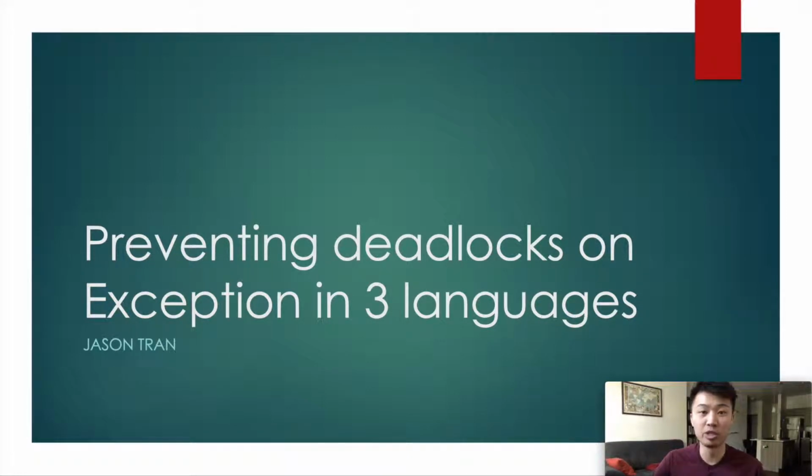Hello and welcome to my tutorial today on preventing deadlocks during an exception in three different languages. Today I'm going to be using C++, Python, and Java, and I'm going to be explaining how these three languages use three different approaches to preventing deadlocks when there's an exception thrown during threading.